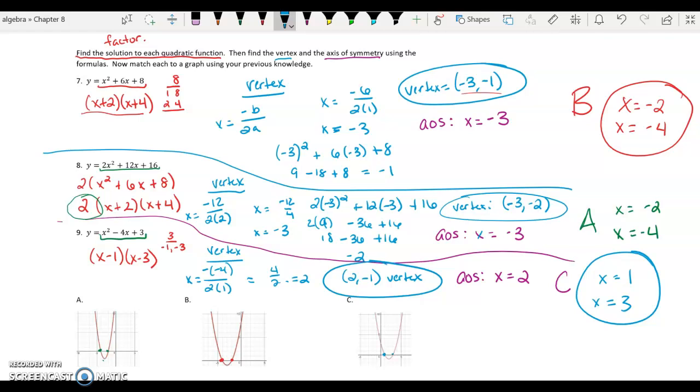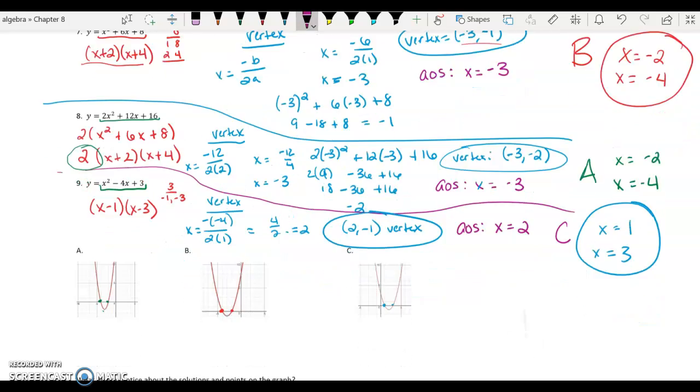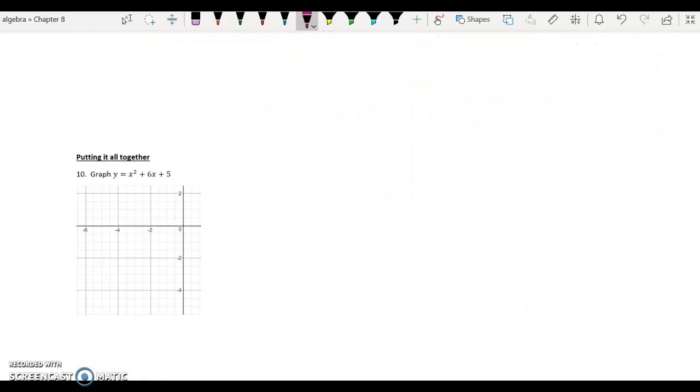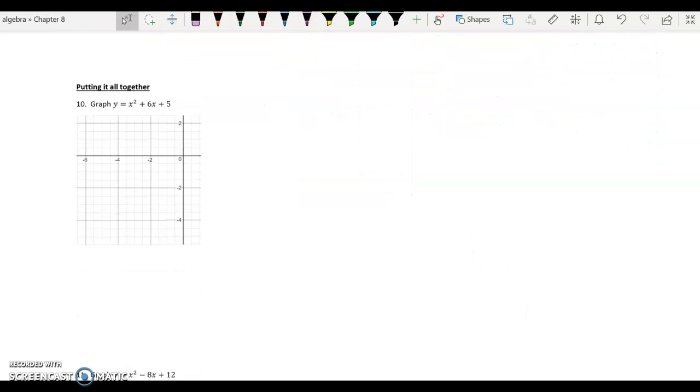So that's how you would solve it if it said find the solution. We're going to factor it, and then we're going to find the vertex and axis of symmetry, which is what we did on the last page. So the last thing I want you guys to do, I'm going to have you do a couple problems.